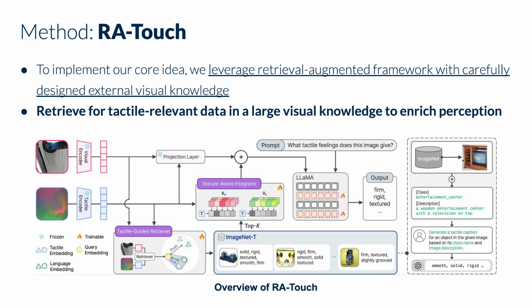RA-Touch is a retrieval-augmented framework that leverages external visual knowledge to enrich tactile perception. As illustrated in the architecture, our tactile-guided retriever first generates a query from the inputs to search our knowledge base, ImageNet-T, for relevant samples. These samples are then processed by a texture-aware integrator, which selectively filters for the most relevant textural cues. Finally, this augmented representation is fed into a large language model to generate a descriptive output, enriching tactile perception without requiring new data collection.